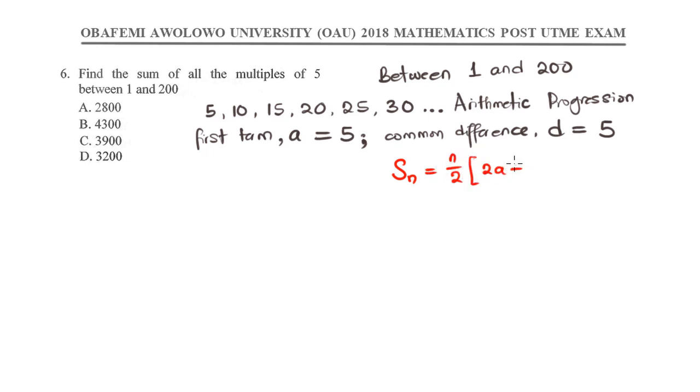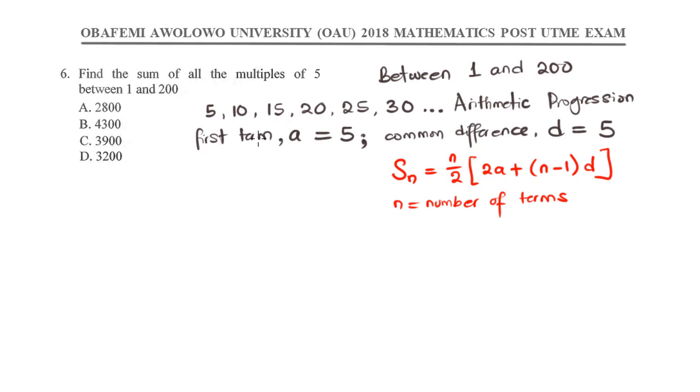Now, generally for an AP, an arithmetic progression, the sum of the first n terms is given as n over 2 into 2a plus n minus 1 d, as written. But now we have A and we have D, but we don't know n. We don't know the number of terms. So how do we go about finding the number of terms?